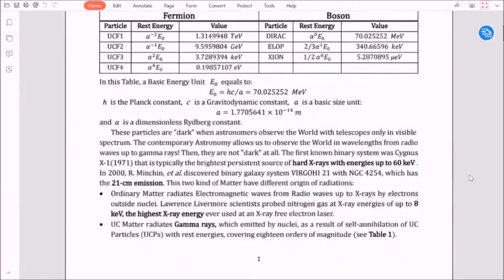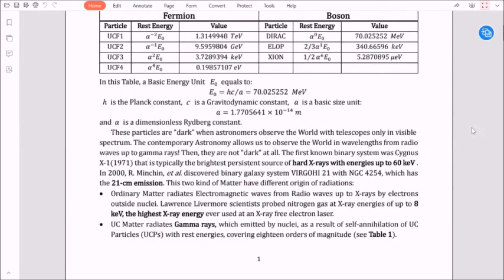In this table, a basic energy unit E0 equals 70 megaelectron volts, H is the Planck constant, C is the gravitodynamic constant, A is a basic size unit, and alpha is a dimensionless Rydberg constant. These particles are dark when astronomers observe the world with telescopes only in the visible spectrum. Contemporary astronomy allows us to observe the world in wavelengths from radio waves up to gamma rays. Then they are not dark at all.